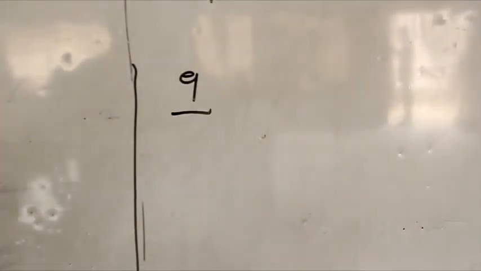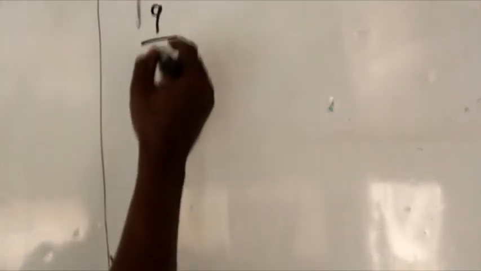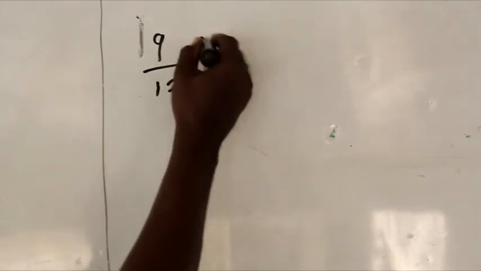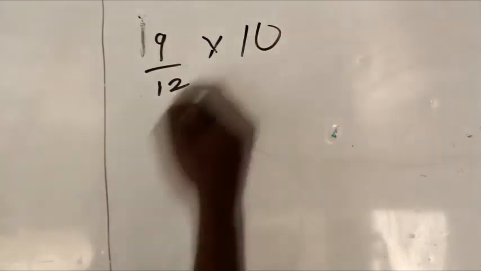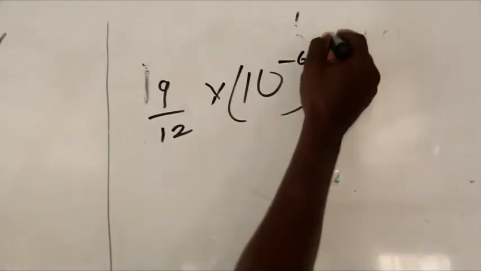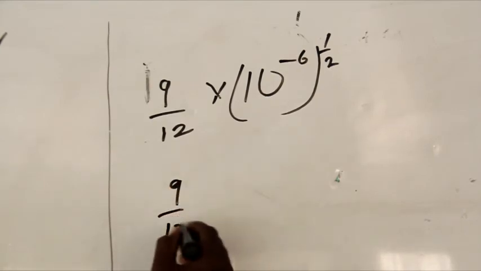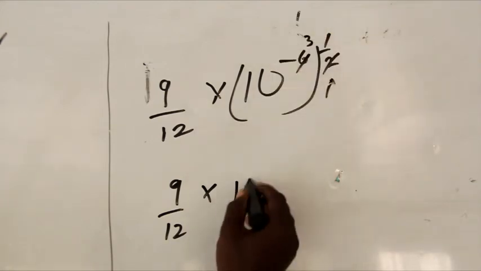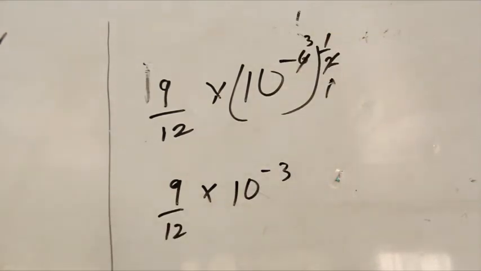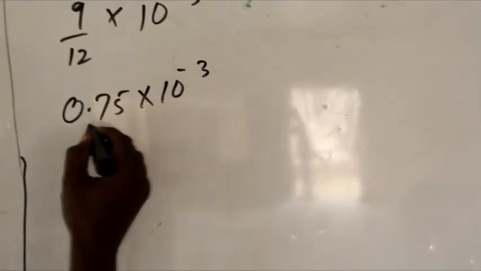Solve it here. The square root of 81 we know is 9, upon the square root of 144, which is 12, times 10 raised to the power of minus 6 raised to the power of 1 upon 2. Here 2 times 3 is 6, so we get 9 upon 12 times 10 raised to the power of minus 3. 9 divided by 12 is going to give us 0.75 times 10 raised to the power of minus 3.